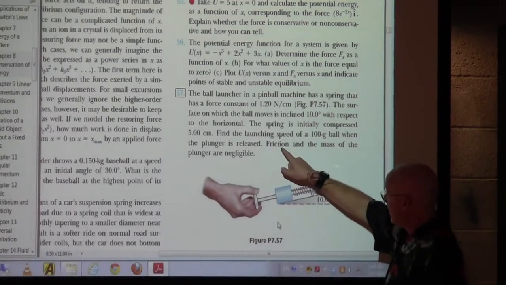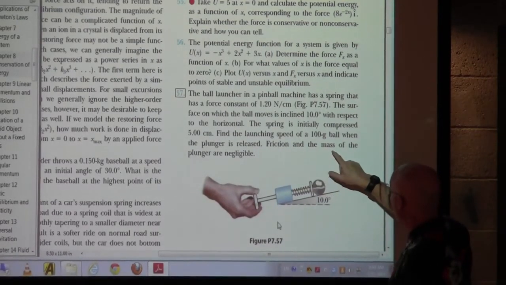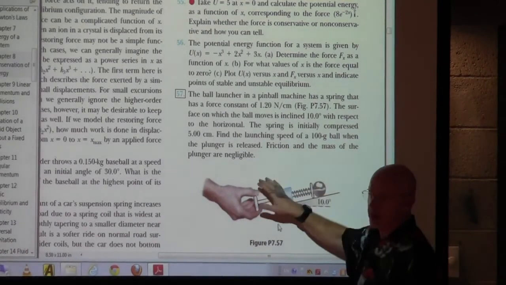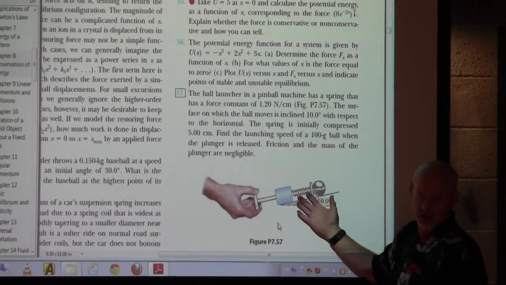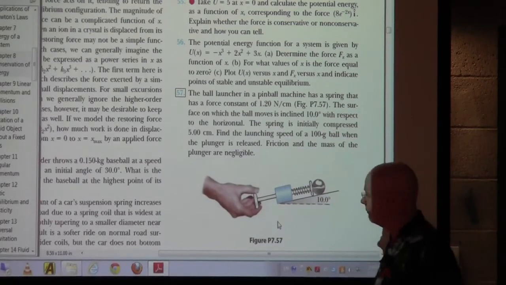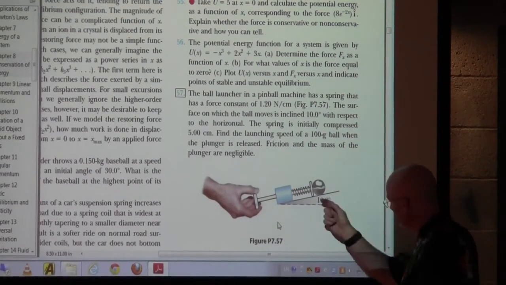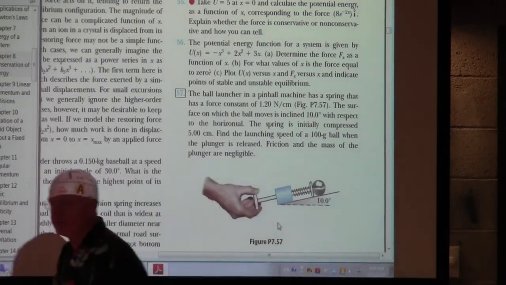Go ahead and ignore friction. And also, don't even worry about the mass of the plunger, because obviously, when the spring pushes, it doesn't just push the ball, it has to push the plunger also. So don't worry about the plunger, just the ball itself. Okay.